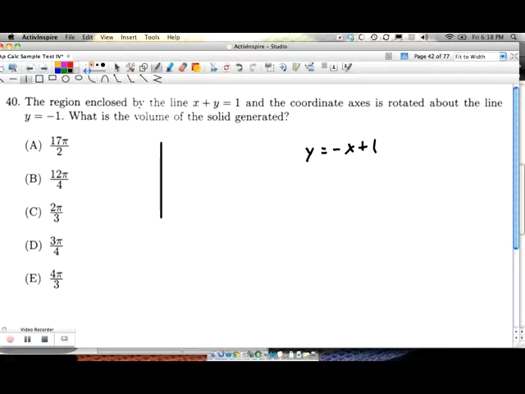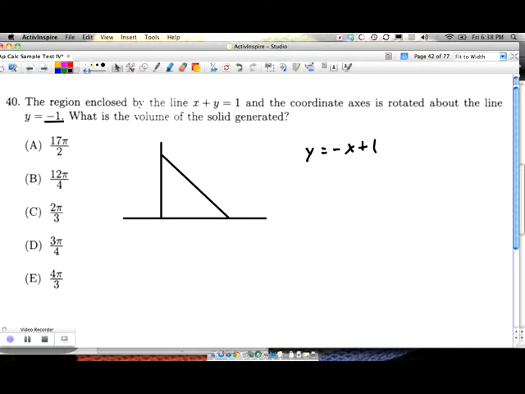So we have a function that's pretty linear here. Let's draw a picture. So we got x and y axis. y equals negative x plus 1 is just a straight line. Looks kind of like this. And it says that we're going to rotate it around the line y equals negative 1. So that would be down here. We'll draw that in blue, I guess. Well, it didn't come out blue, but that's okay. Just draw over it. So we're going to rotate around that line.